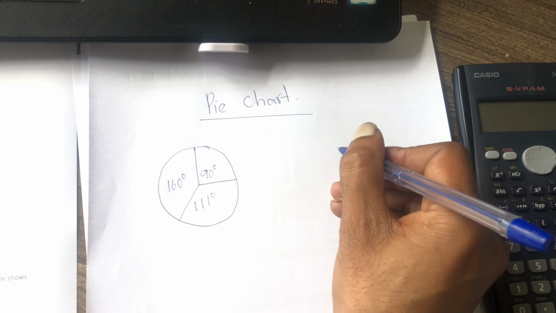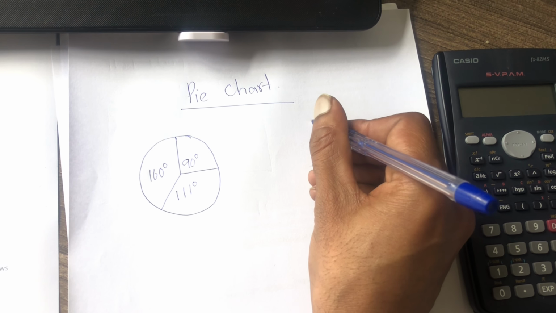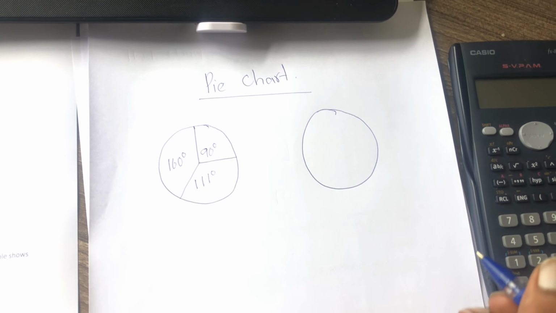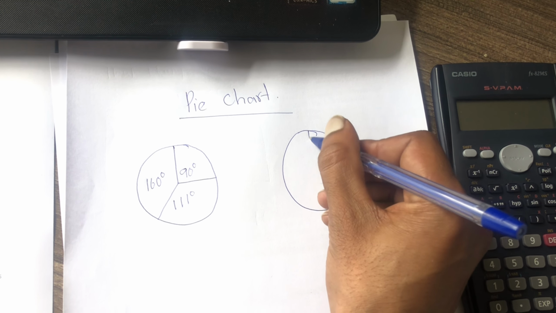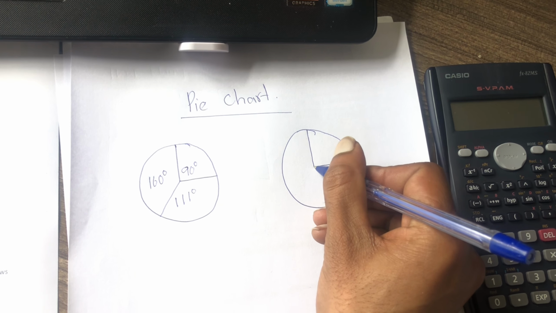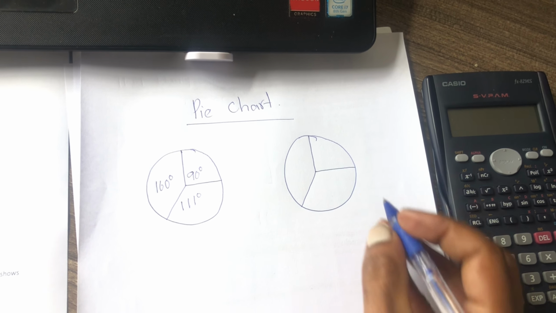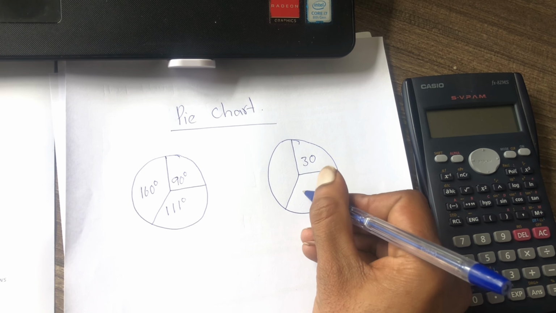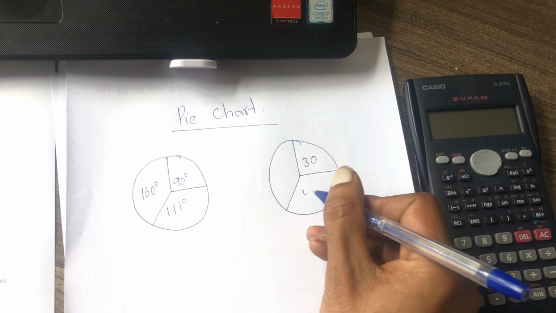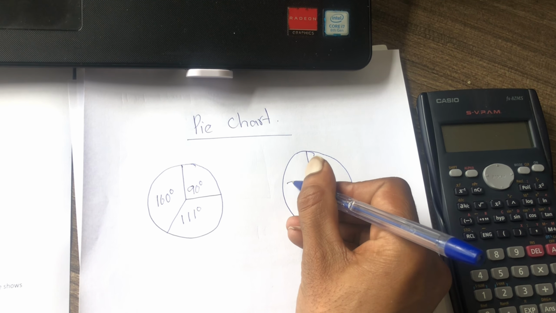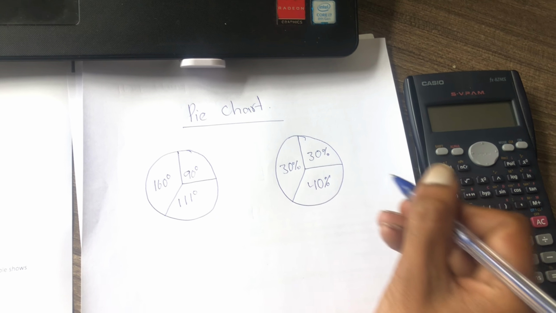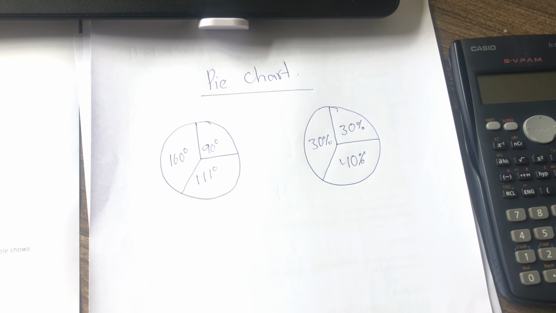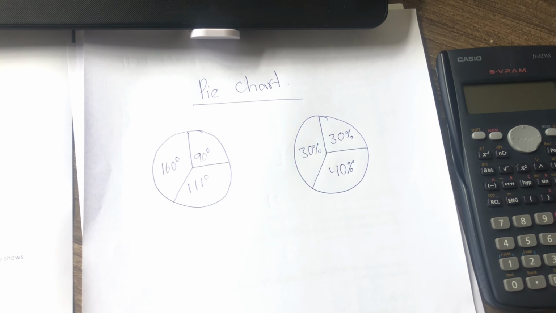The next way of dividing a pie is by percentage. It will be divided by percentage. For example, this is 30, this is 40, and this is 30 percent. So these are two ways of giving values in a pie chart or pie diagram.